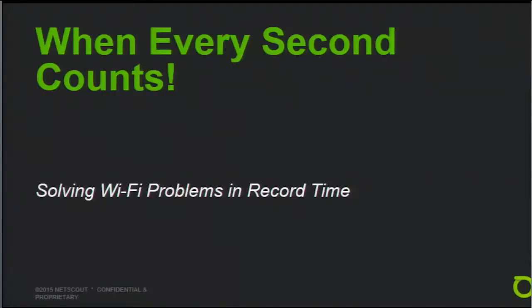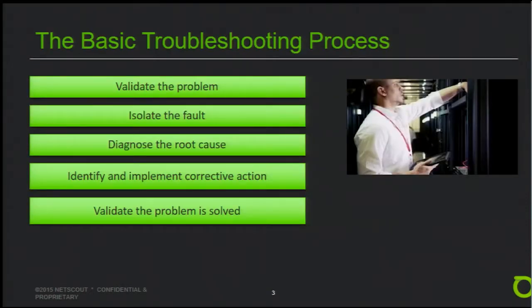So that's why we're going to present this as solving problems in record time, basically much faster. I'll go through some of the design considerations that we take into account when we're designing tools and solutions, why we do some of the things we do, why we don't do other things. And then show you a few examples of how some very common problems can be solved using this new generation of tools. So let's first take a look at the basic troubleshooting process.